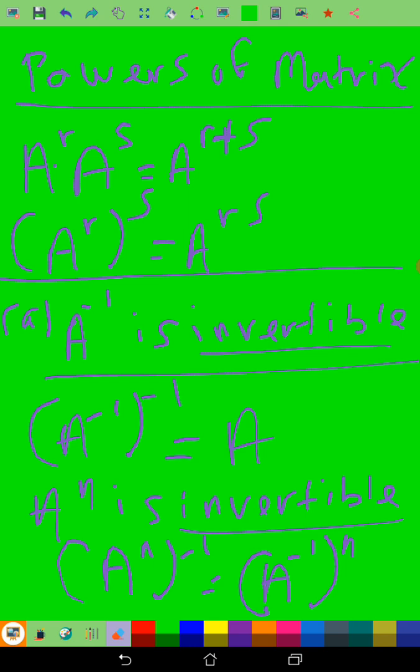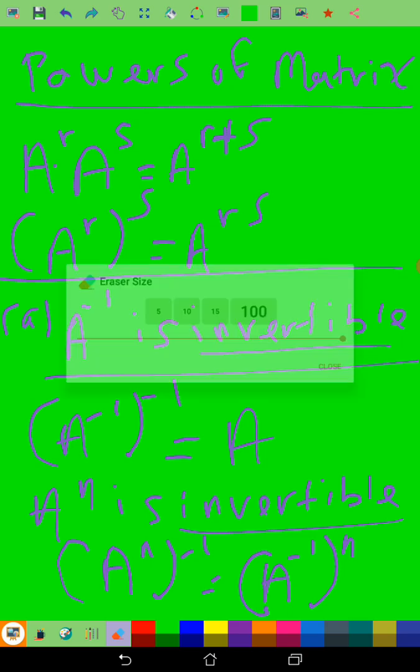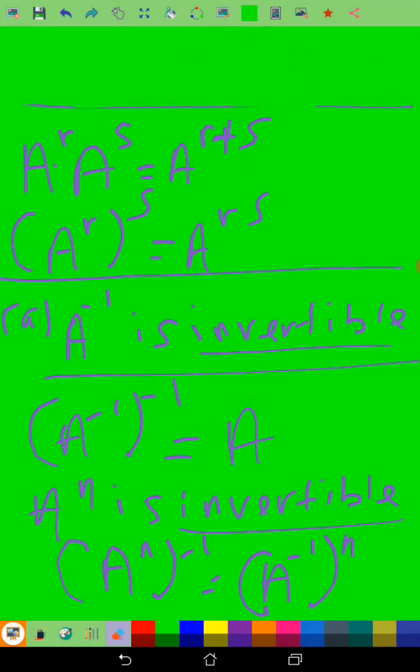And finally, but not least, I'm going to make some space here. We have to know also that a matrix to the power of 0 will automatically give you the identity matrix, which is something that looks like this, if this is 2 by 2, of course, but it should be a square matrix.